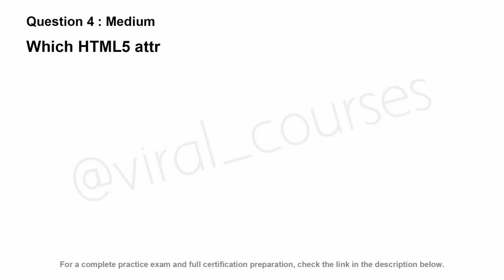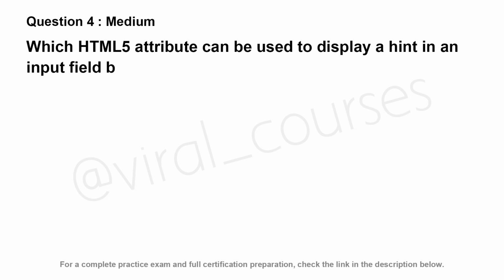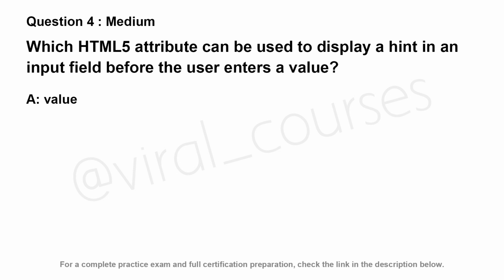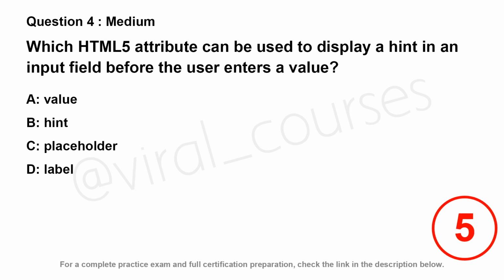Which HTML5 attribute can be used to display a hint in an input field before the user enters a value? Option A. Value. Option B. Hint. Option C. Placeholder. Option D. Label.